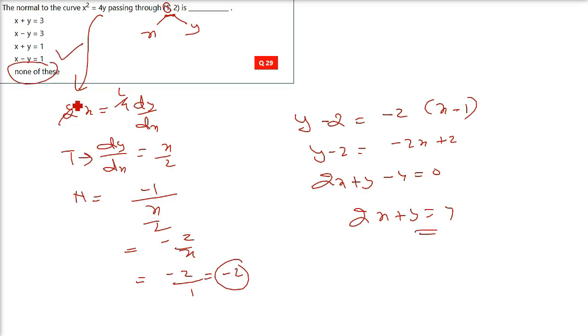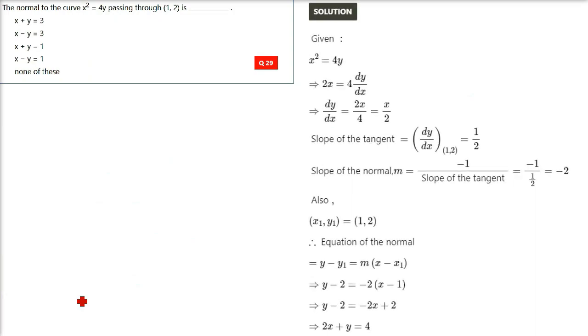There is no option matching. I need to show you how it's solved. If you are going to write it somewhere, then this is the way.